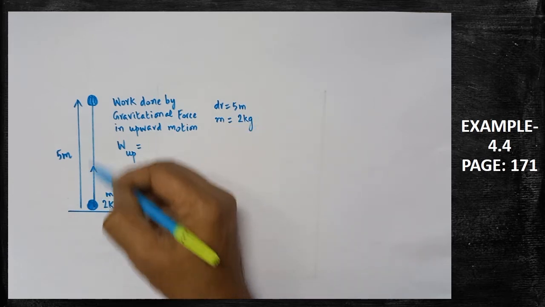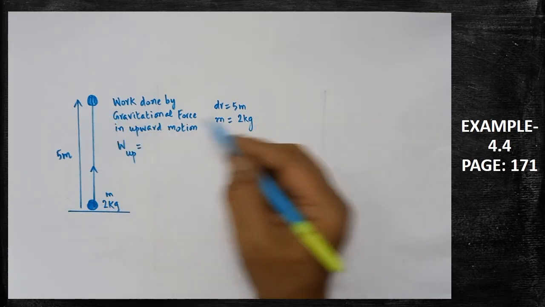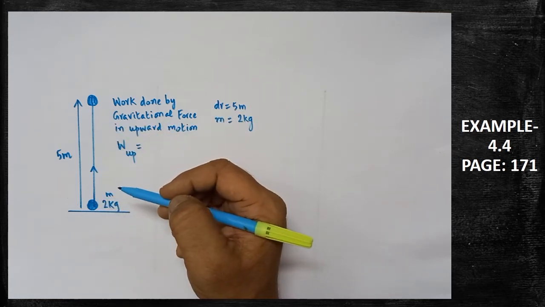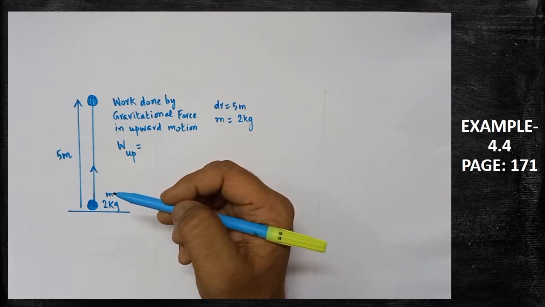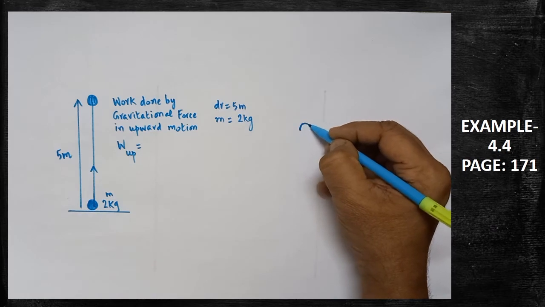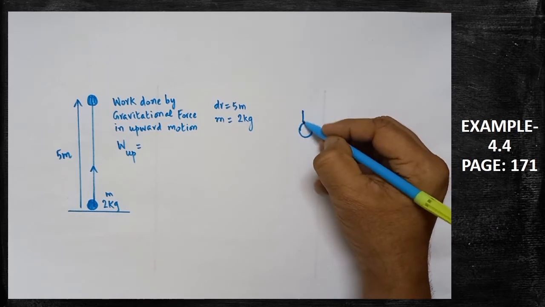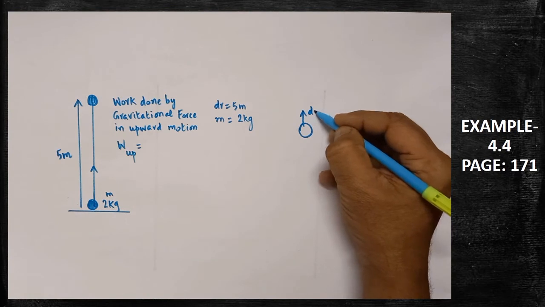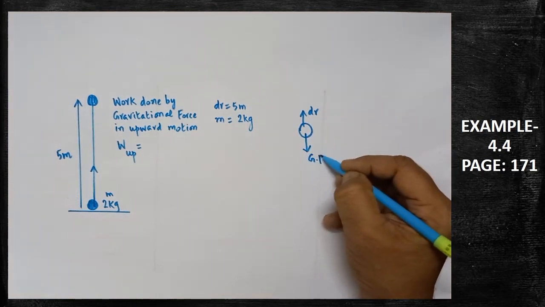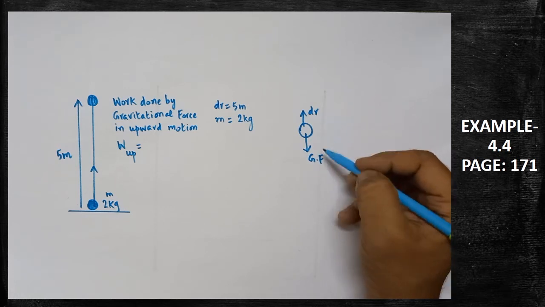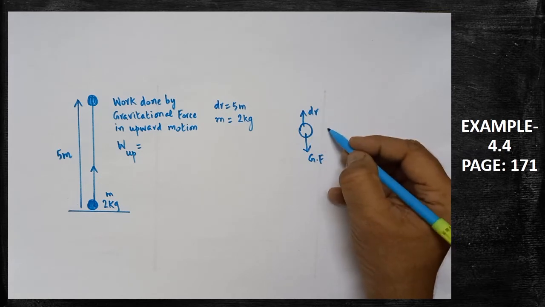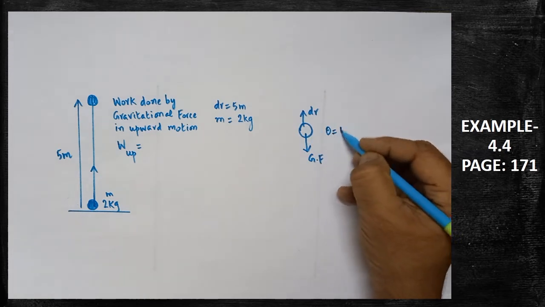When the object goes in the upward direction, the gravitational force is acting in the downward direction. Whenever any body goes up, gravity pulls the object downward. Therefore, the most important thing is that the displacement takes place in the upward direction while the gravitational force acts downward, so the angle between the gravitational force and the displacement is theta equal to 180 degrees.